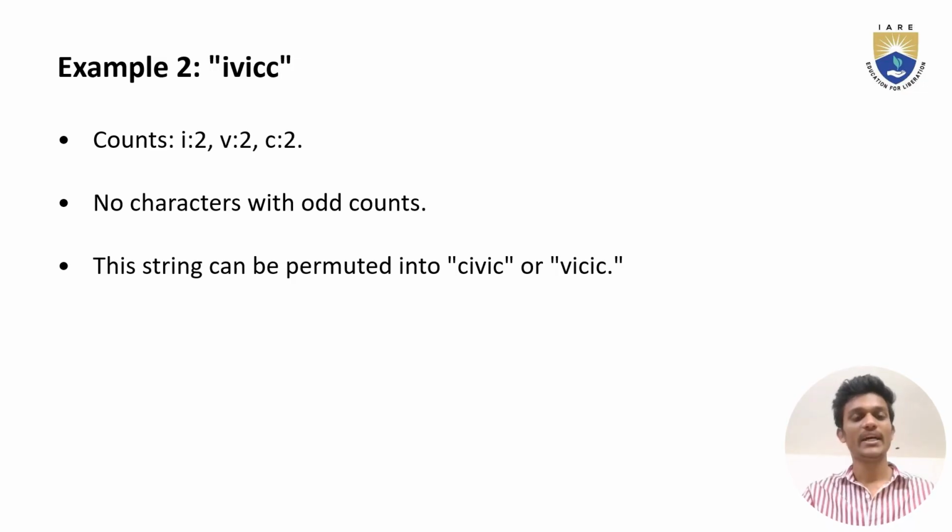Example 2. IVICC. Counts. I equal to 2, V equal to 2, C equal to 2. No characters with odd counts. The string can be permuted into civic or VICIC.